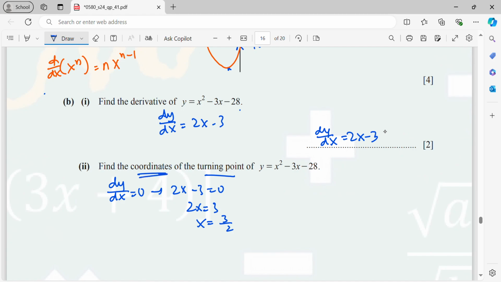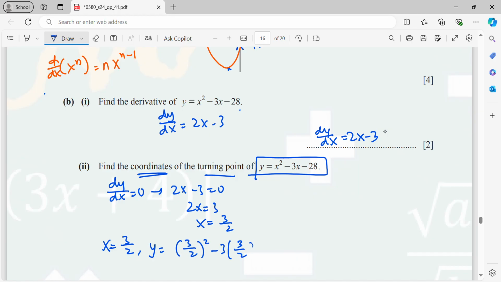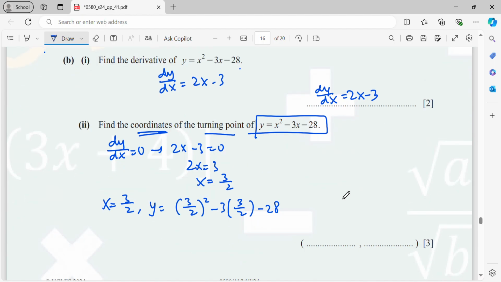But then mention of coordinates means you need to find the y coordinate, which is from the curve. So when x equals 3 over 2, your y is (3 over 2) squared minus 3 times 3 over 2, then minus 28. Then this is going to be negative 121 over 4. So that means the point has coordinates (3 over 2, negative 121 over 4).